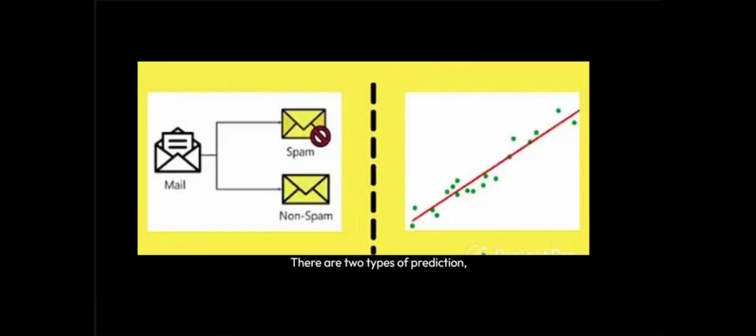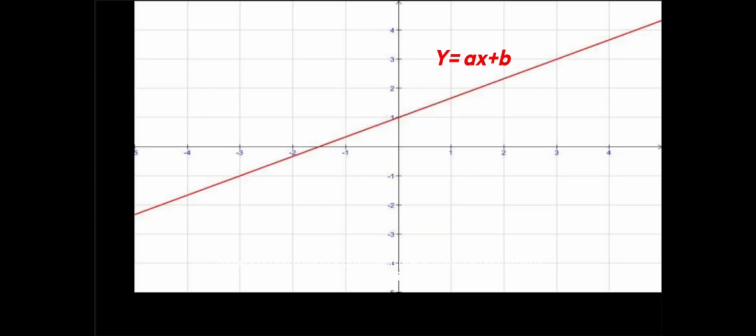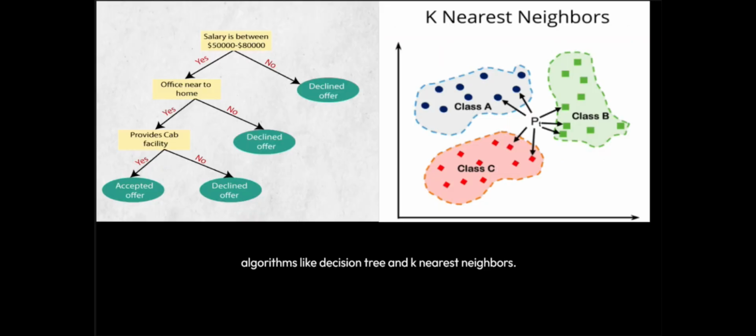There are two types of prediction, numerical and categorical. Numeric predictions are born from a mathematical equation, like the one on the screen. Categorical predictions are born from algorithms like decision tree and k-nearest neighbor.